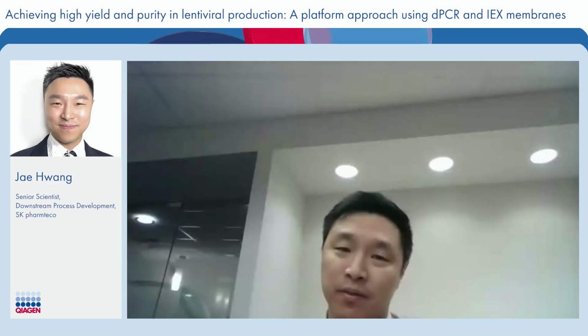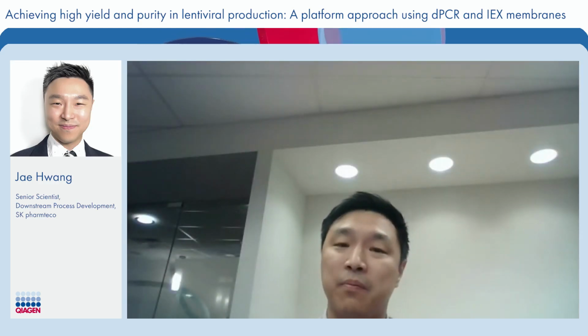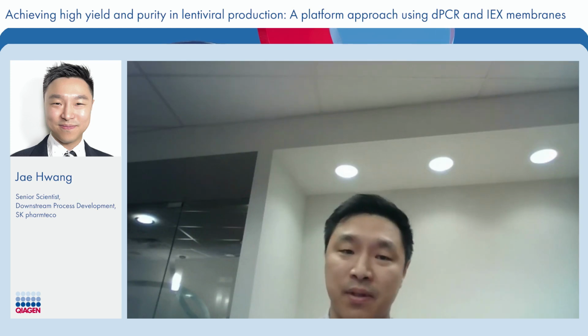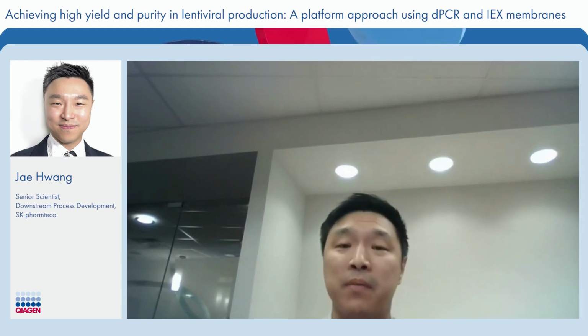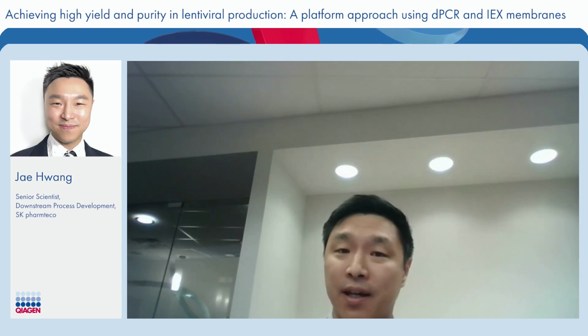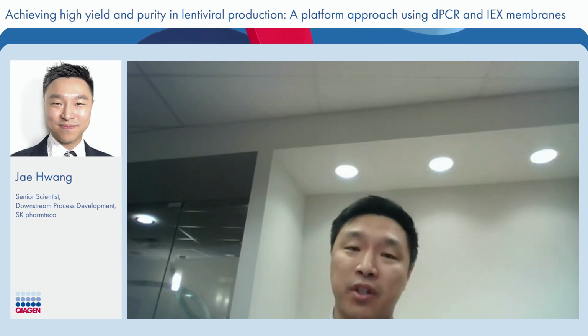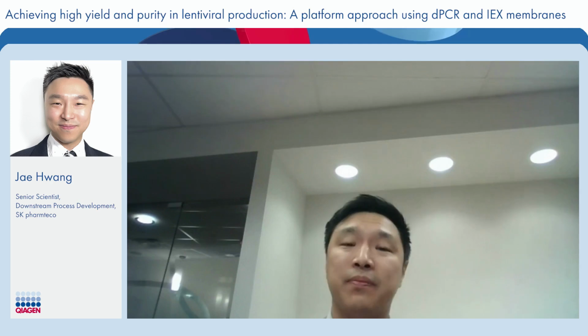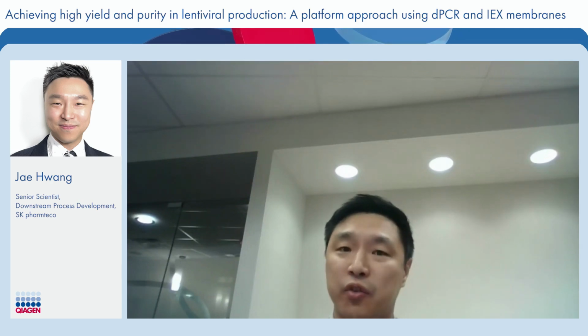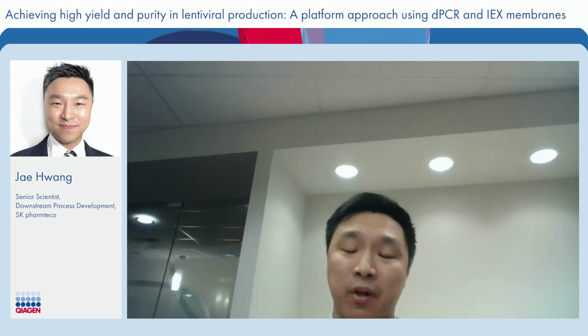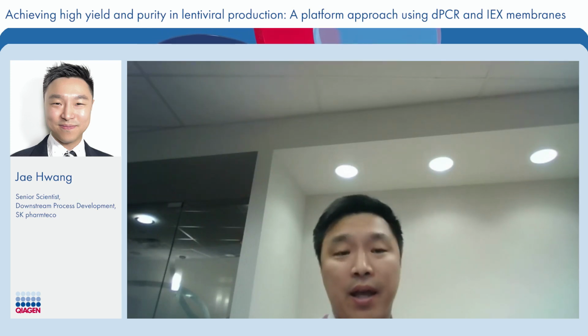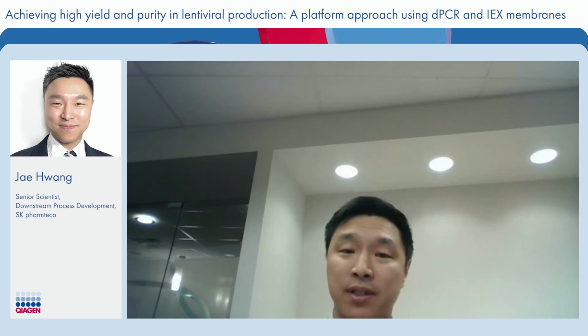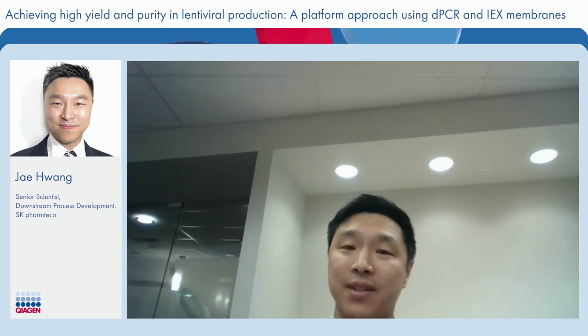So in terms of resin chromatography, there are many problems when using this because it has a long residence time of maybe 2 to 4 minutes. And also the throughput is very low. You'll be expecting to load about maybe 20 to sometimes 50 mils of the clarified harvest per 1 ml of resin. And for that reason, you will have to increase the column size.